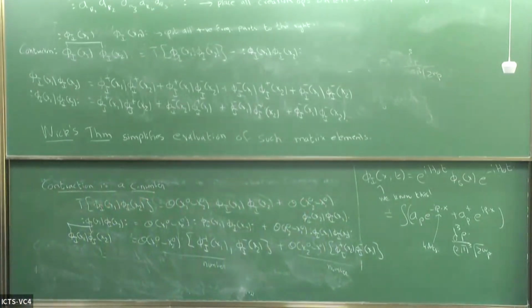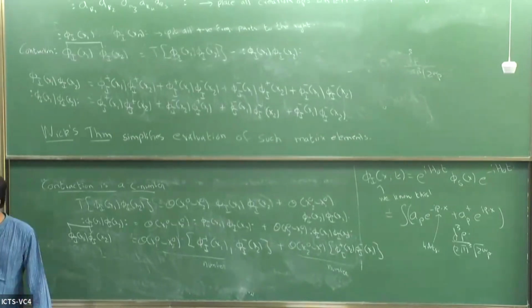That's why this contraction is a C number. We'll compute it explicitly at the end of this lecture, but for now we just need to know it's a number. It's not an operator. Is this clear so far? What we've done? Now we're in a position to state Wick's theorem. Let's go back to the top slide.